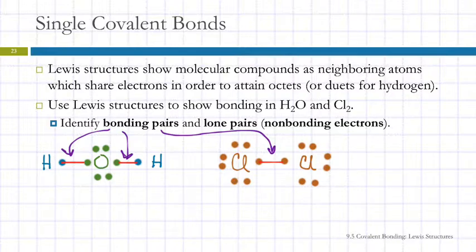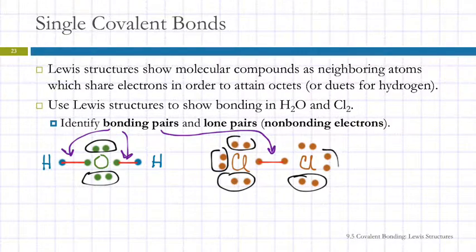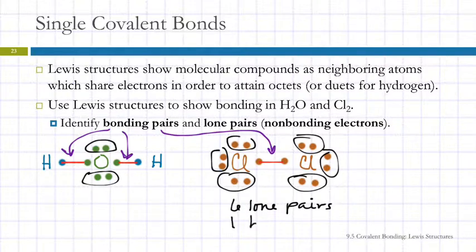Oh, what color should we make those? Running out of colors. Well, I did use orange. I'll go for black. So this is a lone pair, and this is a lone pair. Here we've got lone pair, lone pair, lone pair, lone pair, lone pair, lone pair. So we've got 6 lone pairs in this chlorine molecule and 1 bonding pair.